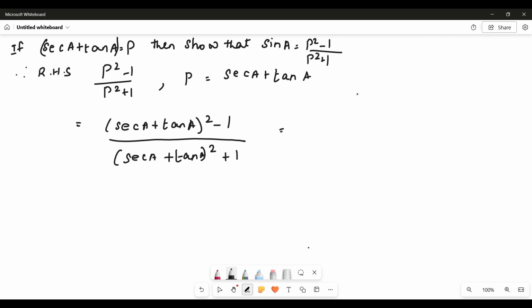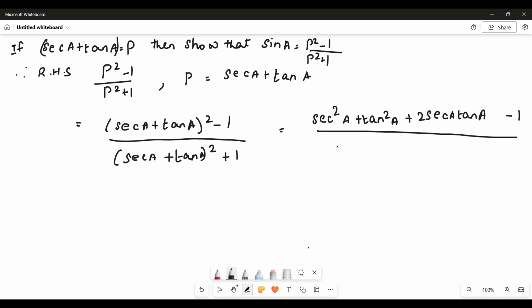Using the a plus b the whole squared formula, you get secant squared A plus tan squared A plus 2 secant A tan A minus 1, over secant squared A plus tan squared A plus 2 secant A tan A plus 1.